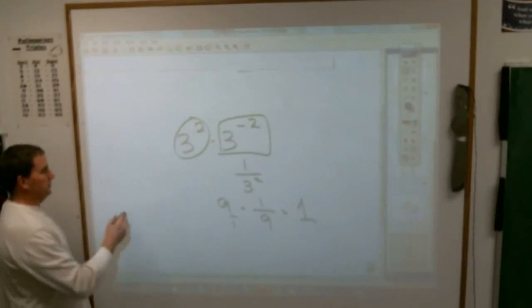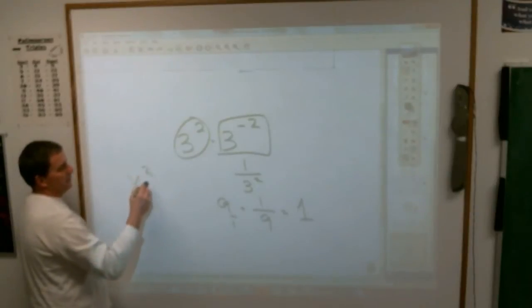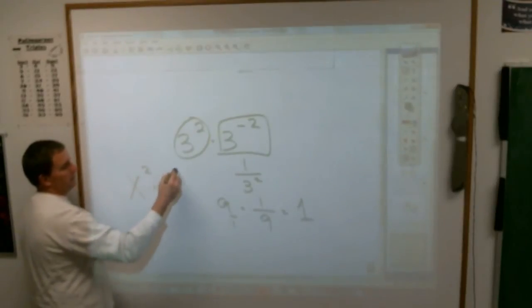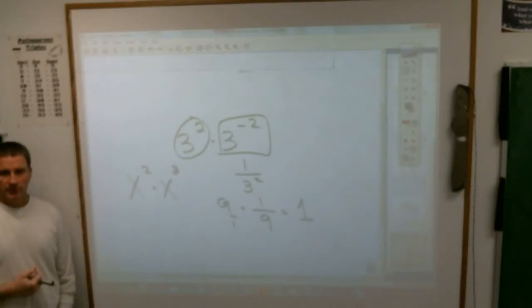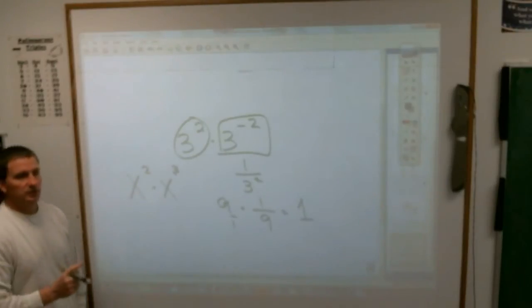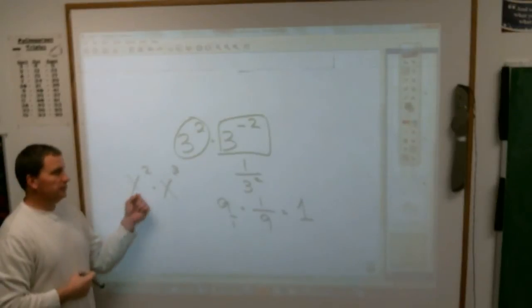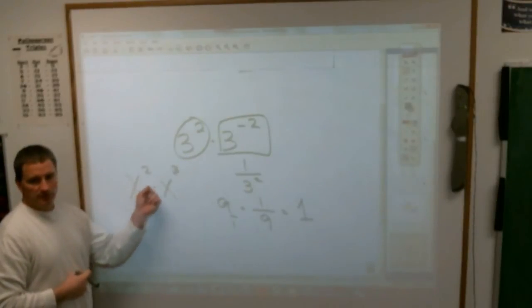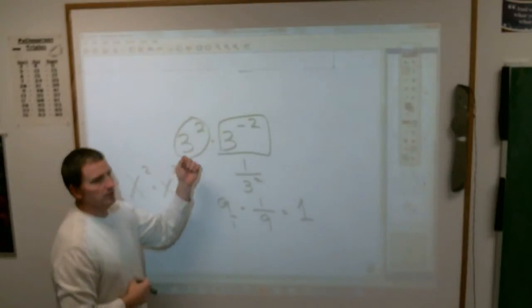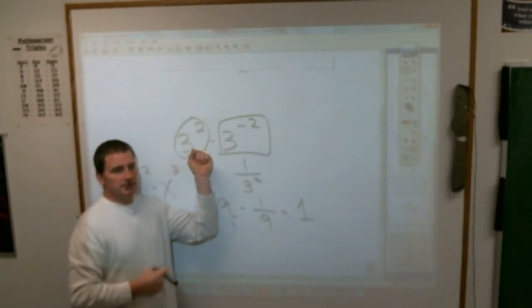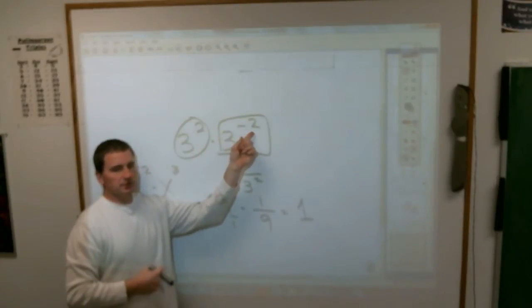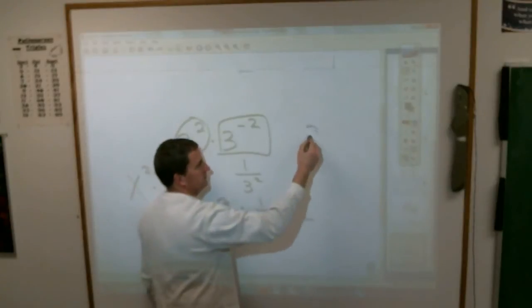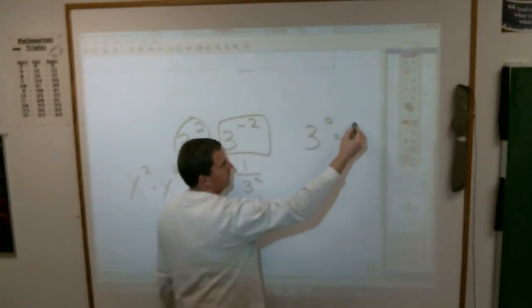Now let me ask you a question. Do you remember this? If I have x squared times x to the third power, what is that? Anybody know? Have you not ever done this? Andrew says x to the fifth power. X to the fifth power, which goes back to another law of exponents. When you multiply the same bases together, what do you do with their exponents? Add. Well, look at this. Here I had the same bases. When I add their exponents together, what do I get? What is 2 plus or minus 2? And anything to the 0 power is 1.